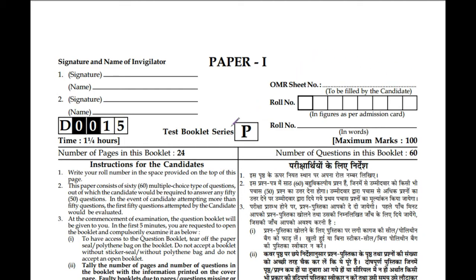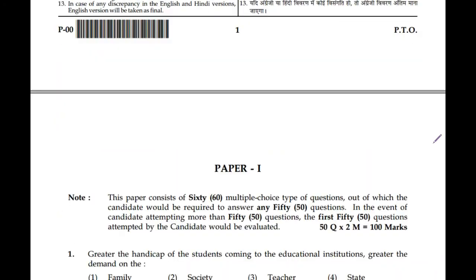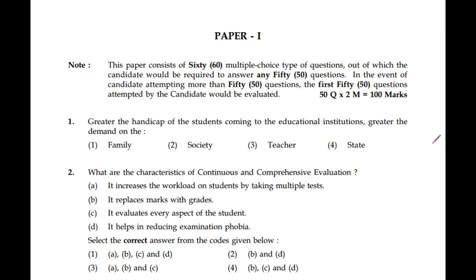This is paper 1 and test booklet series set P. So here is paper 1. The note for this is that this paper consists of 60 multiple choice type of questions, out of which the candidate would be required to answer any 50 questions. In the event of candidate attempting more than 50 questions, the first 50 questions attempted by the candidate would be evaluated, and each question is of 2 marks and total 100 marks.